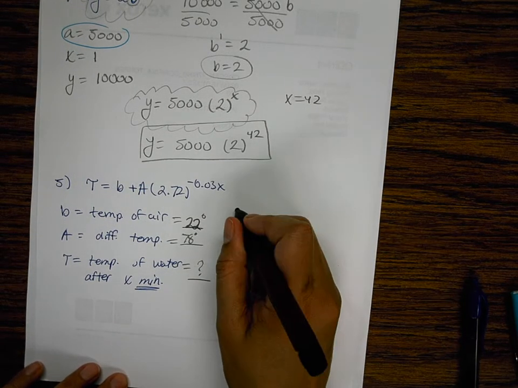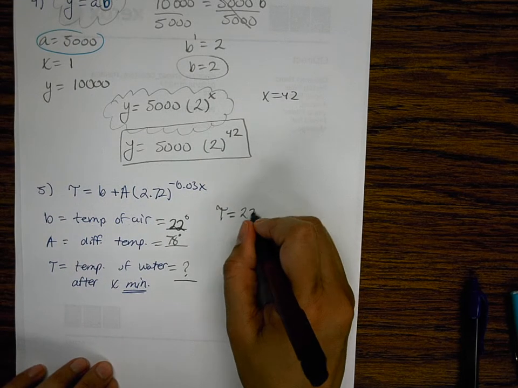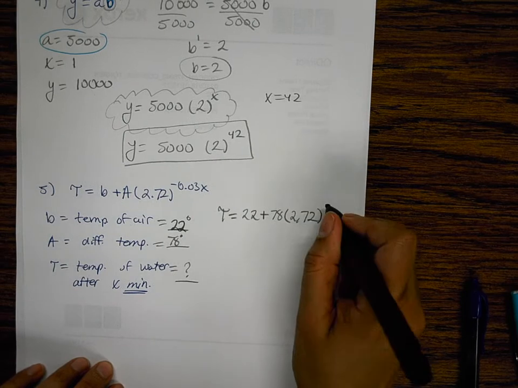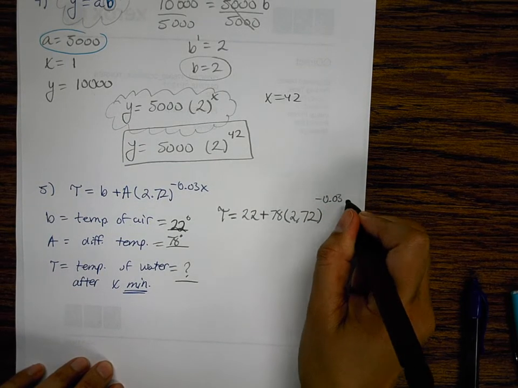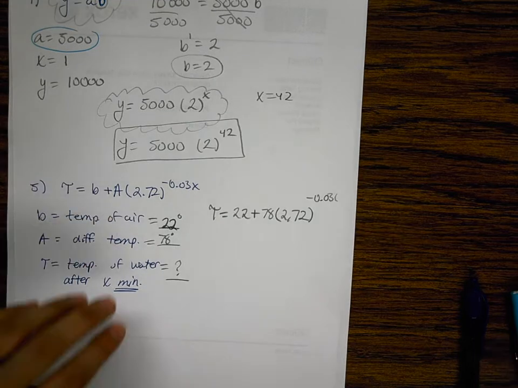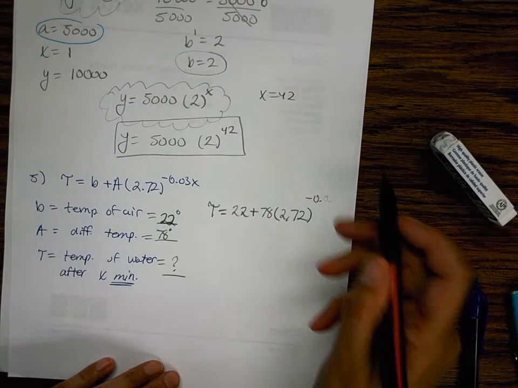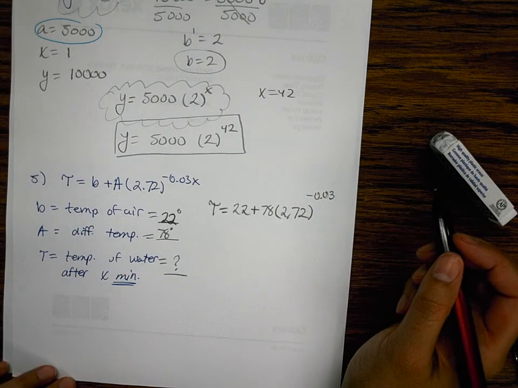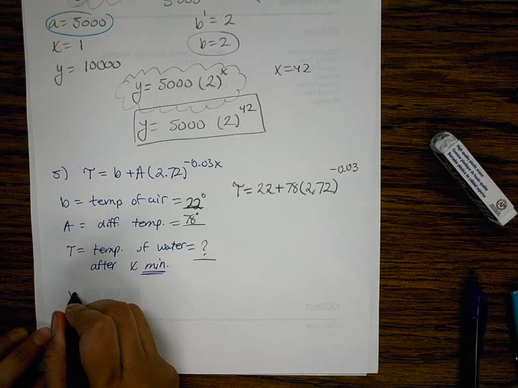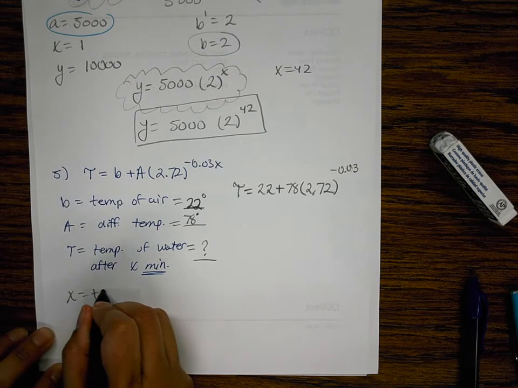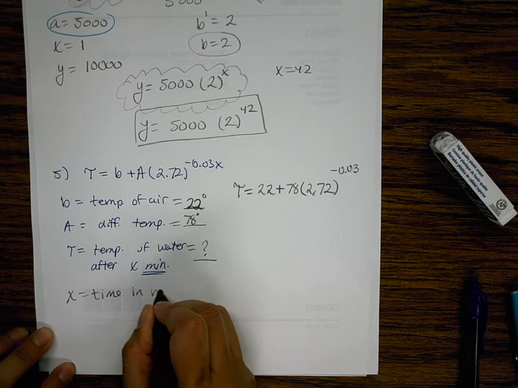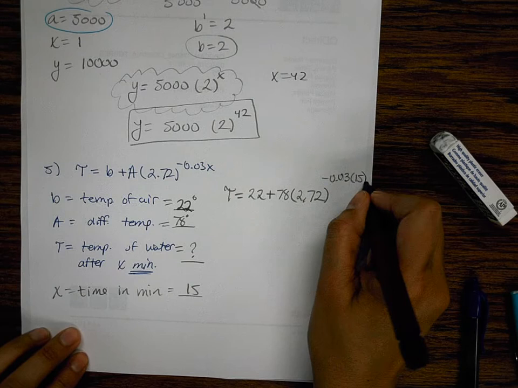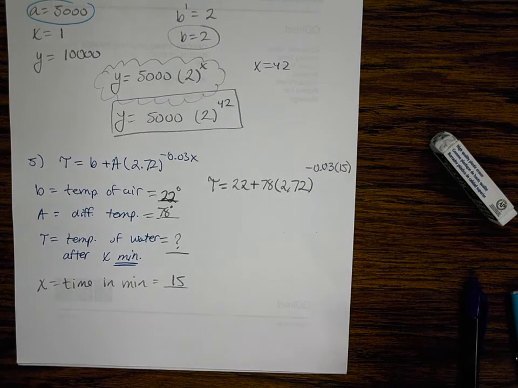T, that's what we're looking for, we don't know what it is, equals B, which is 22, plus A, which is 78, times 2.72 raised to the negative 0.03 times X. And X is what we are looking for. No, they gave us X. Let's read it. What will be after 15 minutes? So let me write that down over here. X is time in minutes, and it equals 15 in this case because they're asking us what it is after 15 minutes.